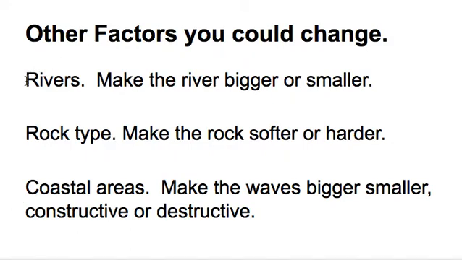Other factors that you could change: rivers. You could make the river bigger or smaller, or you could take the river away or put a river through your feature. Rock type. You could make the rock softer or harder. In coastal areas, you could make the waves bigger or smaller, constructive or destructive. Think what the effect would be on weathering and erosion if you change each factor.